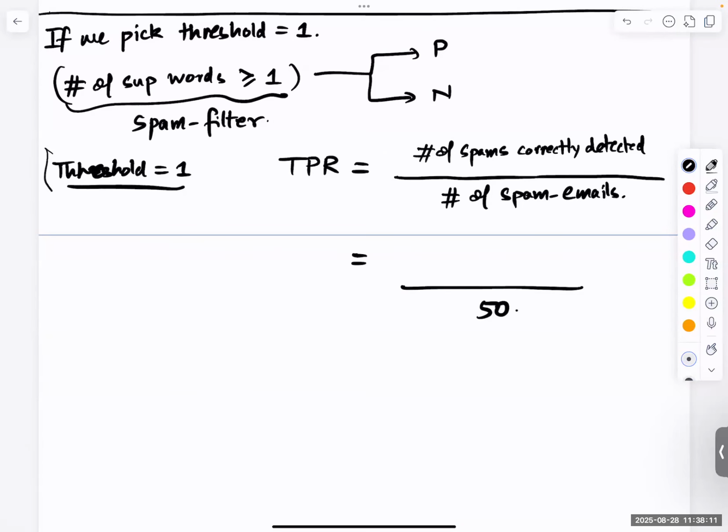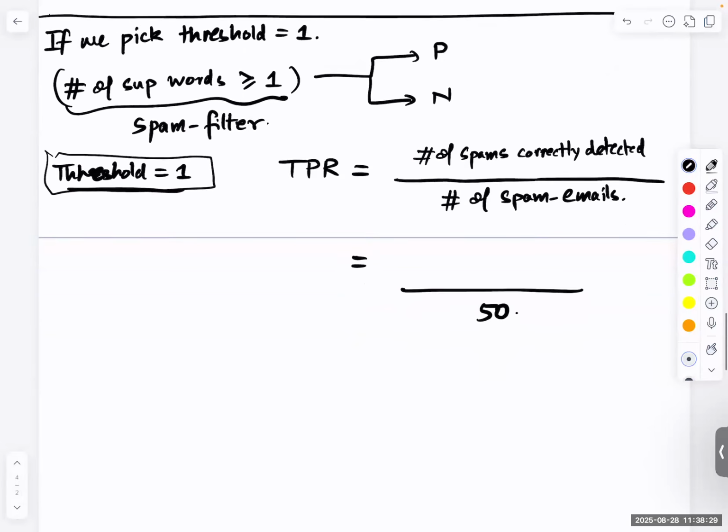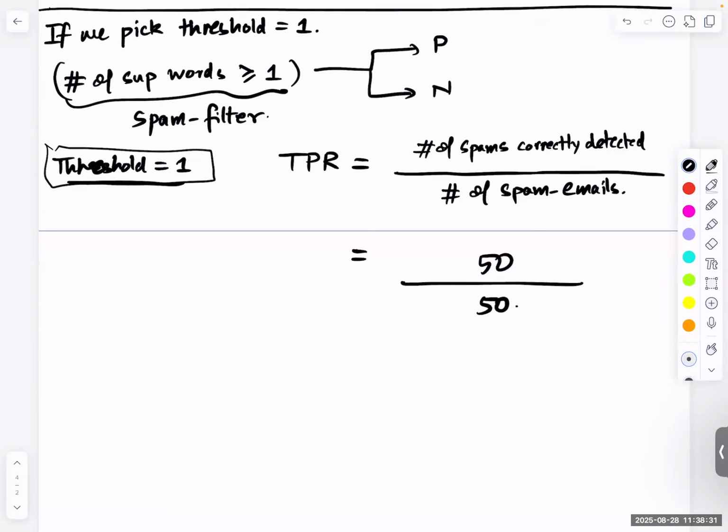What will this threshold do? It's going to look at every email and detect it as spam or not. So how many spams among the spam emails are correctly detected? Among the 50 of them, every single one will be detected as spam because all of these have at least one suspicious word. So my true positive rate is 1. That's very good.